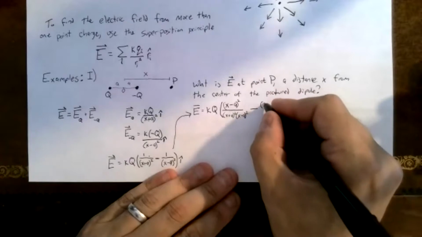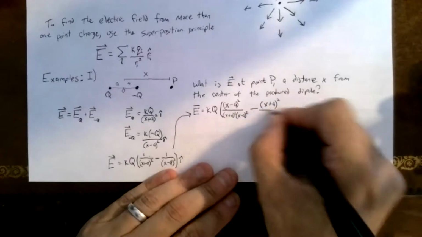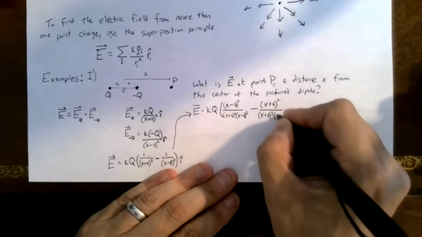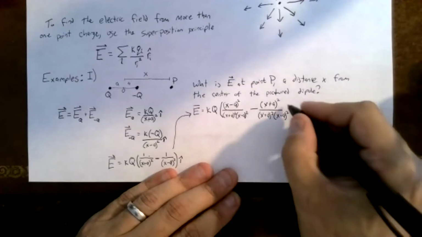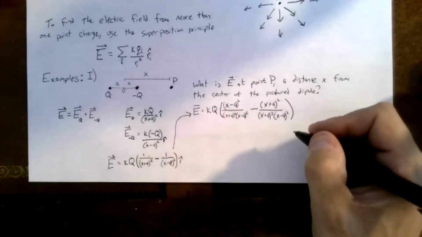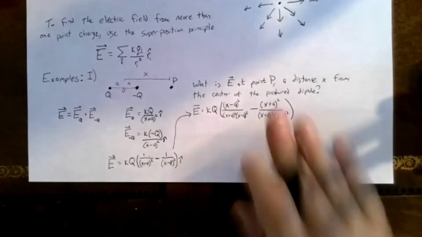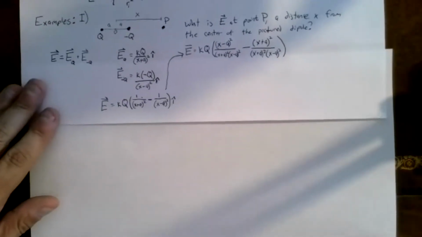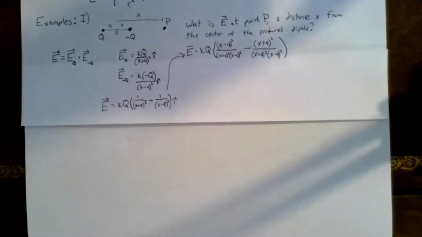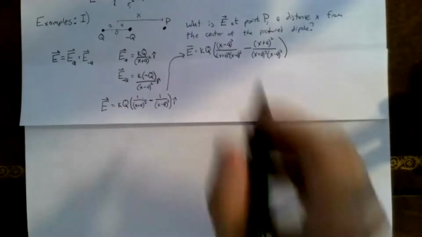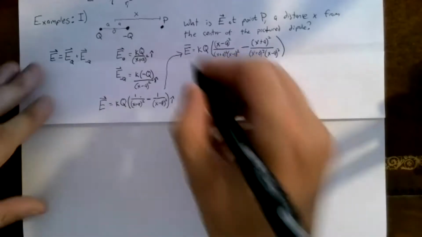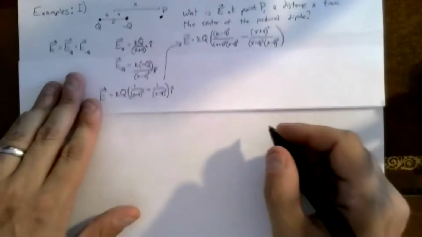So I have that minus (x + a)² over (x + a)² times (x − a)². All right. We're almost there, a little bit more algebra to do. So now I want to figure out what I'm going to get when I multiply out this denominator here. So let me take a moment to do that.